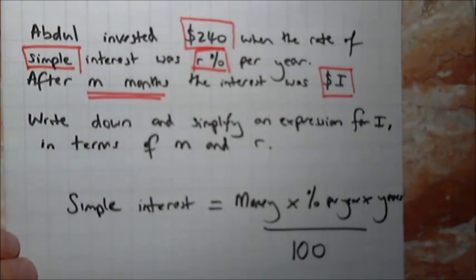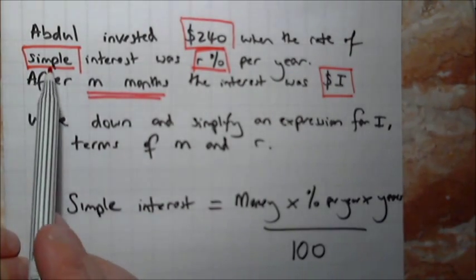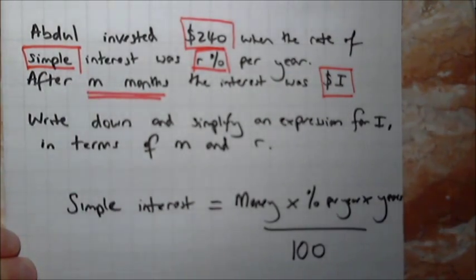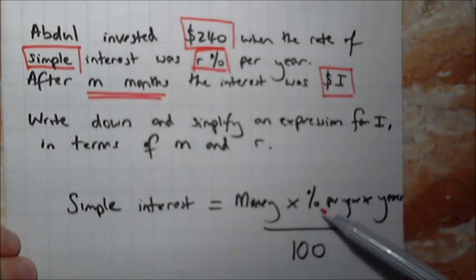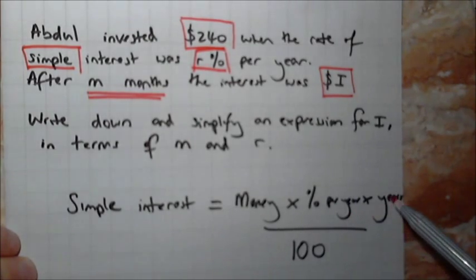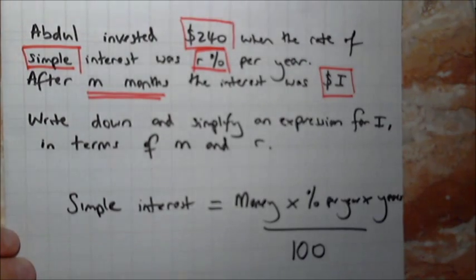So I have written down the formula for simple interest. Bearing in mind the question said simple interest, straight away I write down the formula. The formula is simple interest equals the amount of money times the percentage per year times the number of years invested, divided by 100.